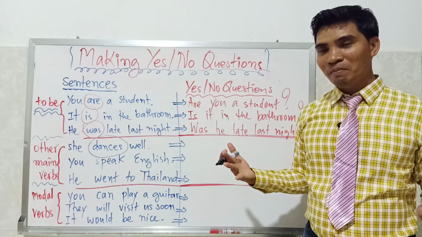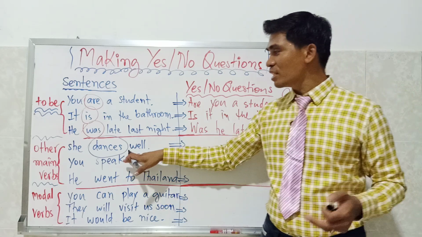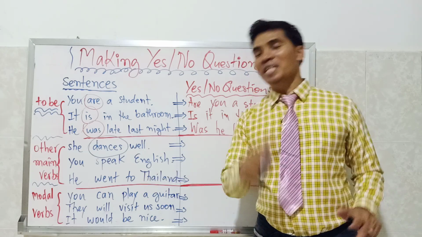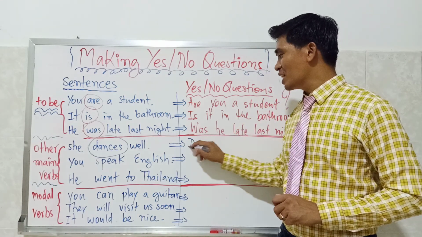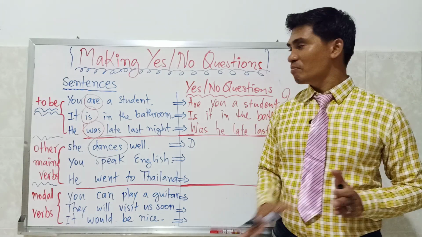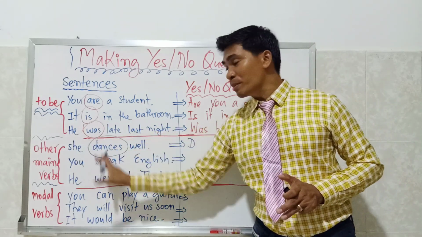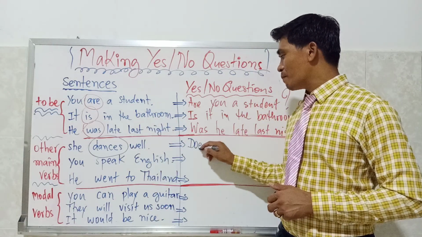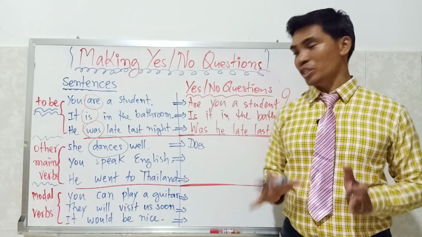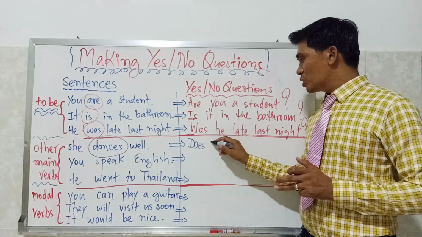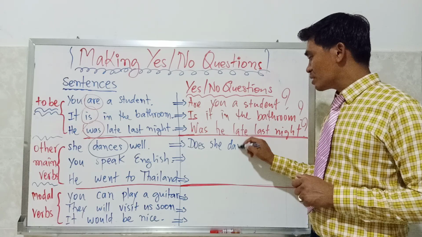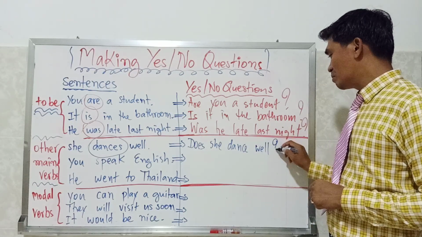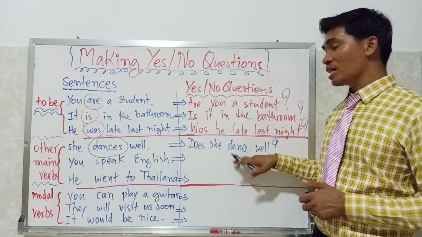how can you make it? You use is? No, because in this sentence there is no is. Do not use it. Yes, you use does, the helping verb does. Dance is the main verb. So we use does in the sentence. Yes-no question: does she dance well? Yes.